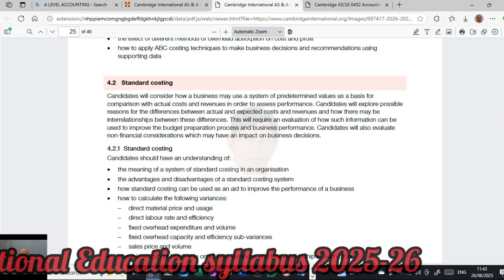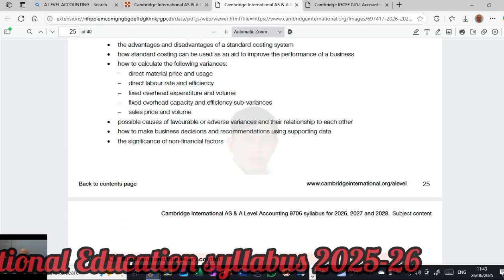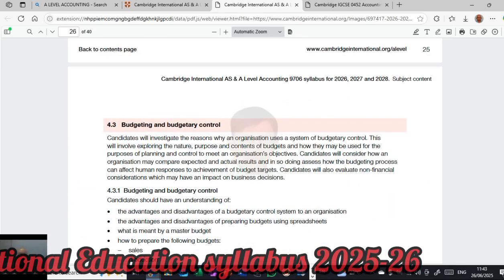And if you are starting, we give a lot of importance to this particular topic because it is very important from the examination perspective. Candidates will also evaluate non-financial considerations and factors within the decisions. So then budget and budgetary control. Candidates will investigate the reasons why organizations use budgetary control.